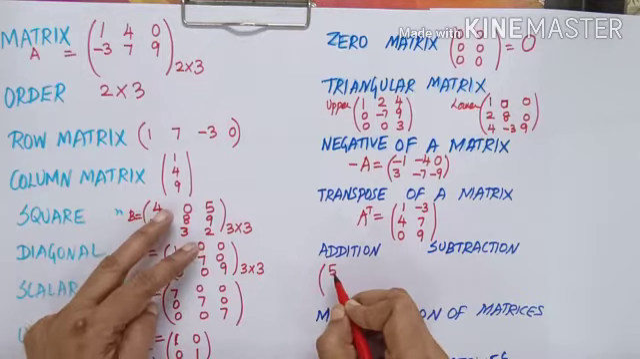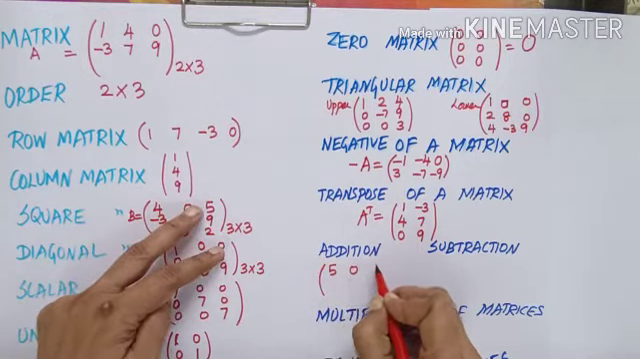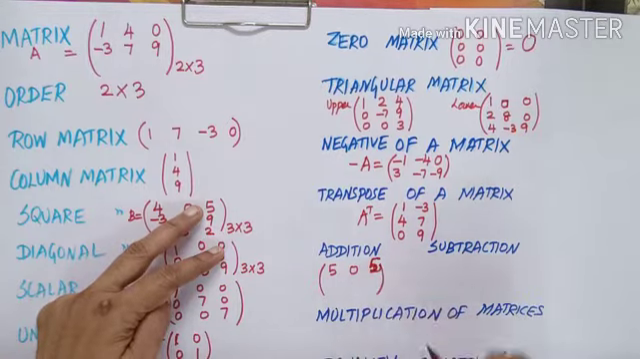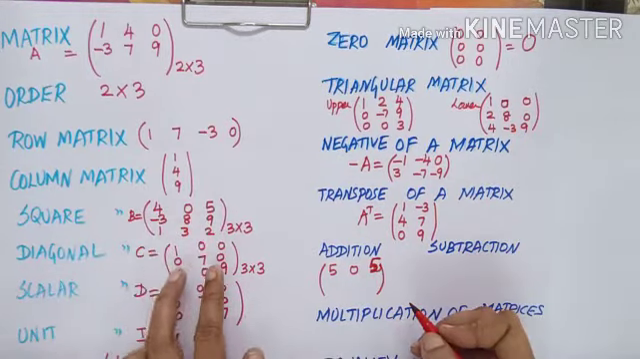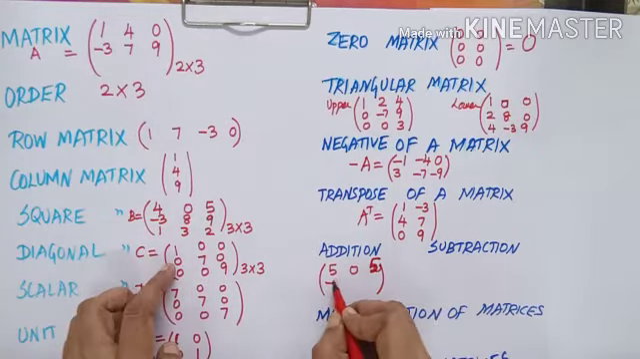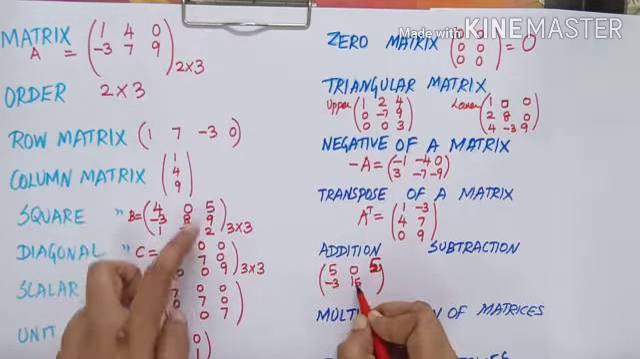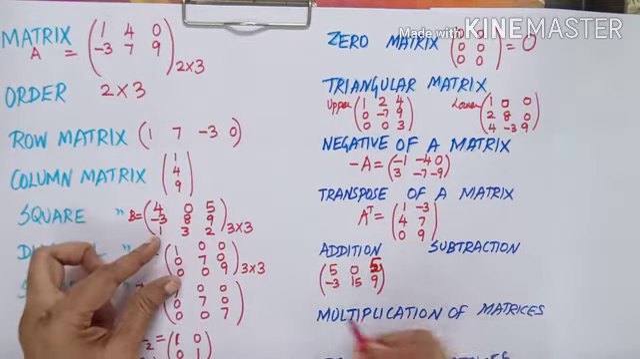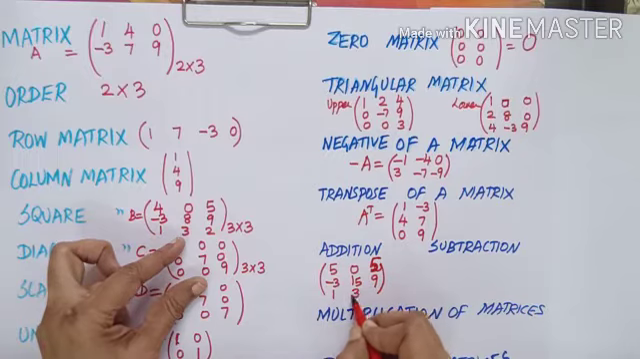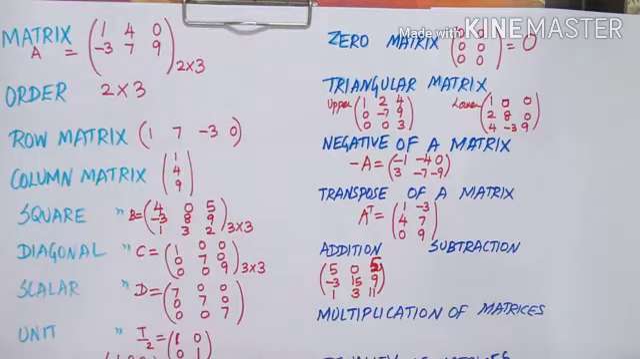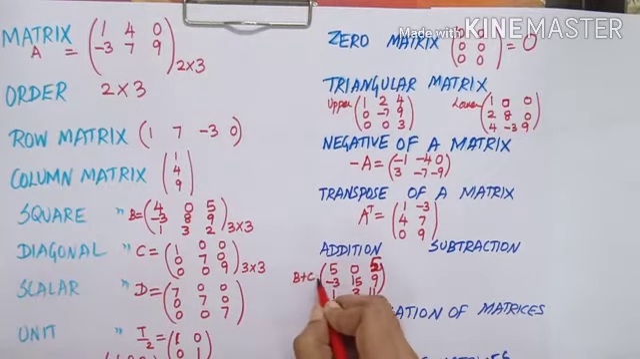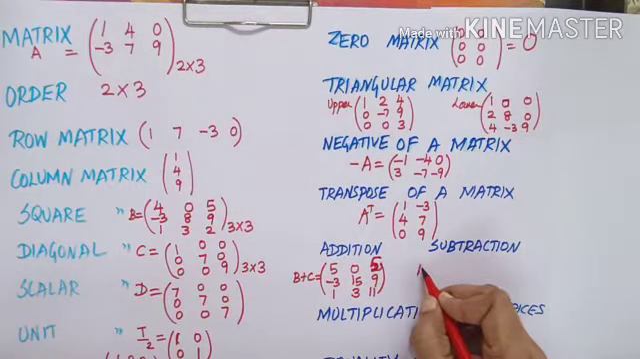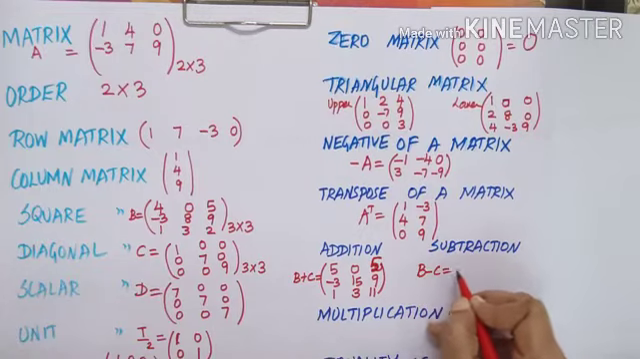4 plus 1, 0 plus 0, 5 plus 0 is 5. Similarly, second row and second row. Minus 3 plus 0, 8 plus 7, 9 plus 0. Third row and third row. 1 plus 0, 3 plus 0, 2 plus 9. The same idea. This is B plus C I have done. You can also write B minus C.